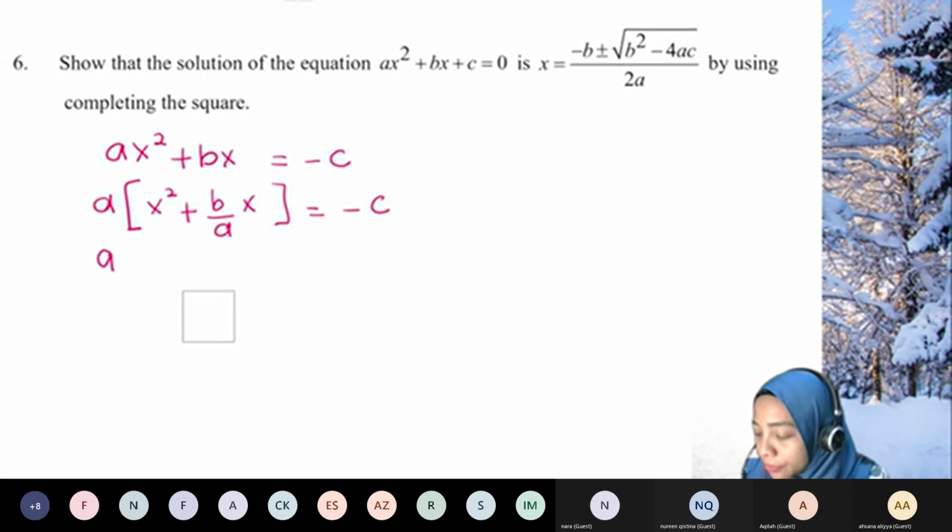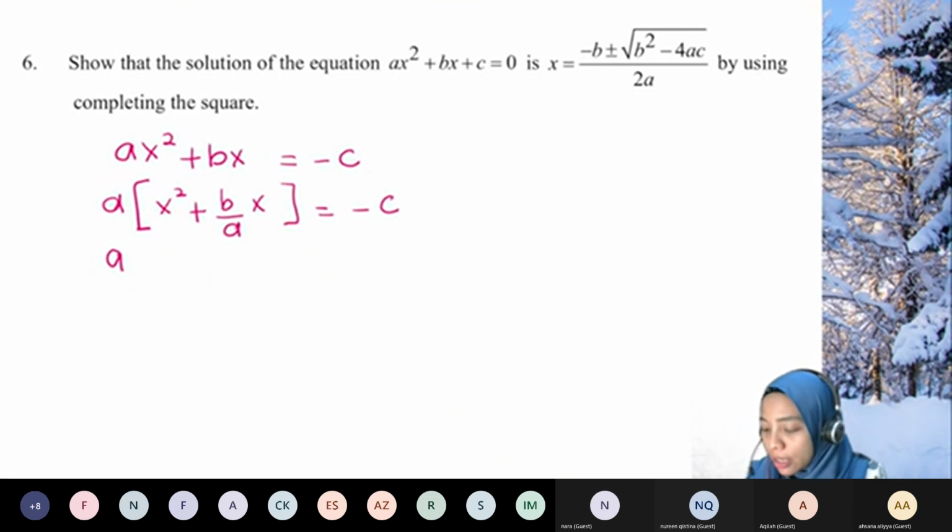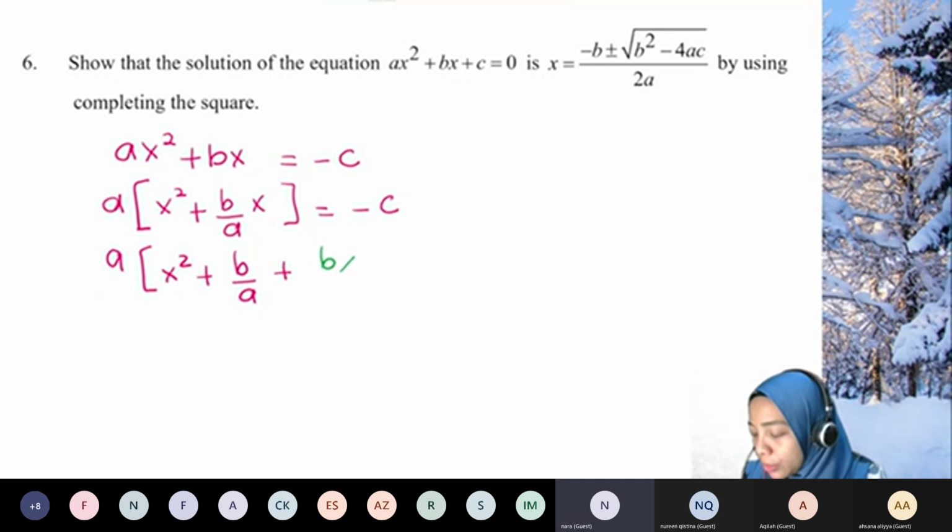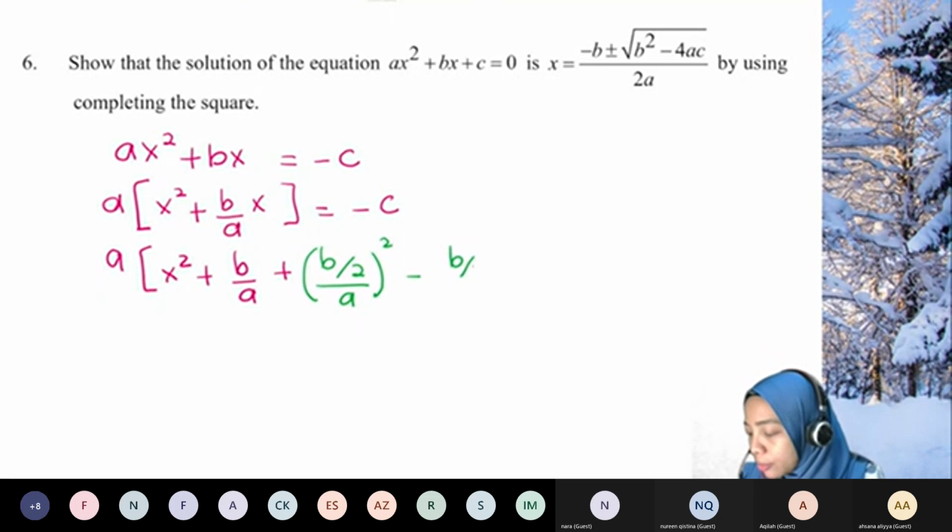Okay now. By using our template. Template kita apa cakap? Plus apa? B over 2 over A. Okay, you dah pandai-pandai tambah, you kena tolak semula. B over 2 over A square. Tutup bracket. Kemudian negative C.